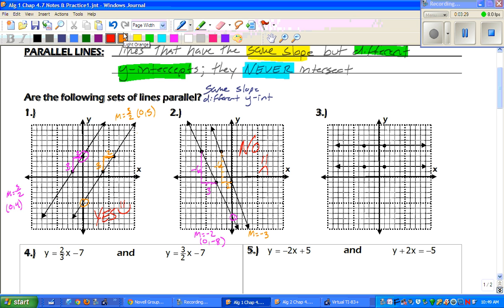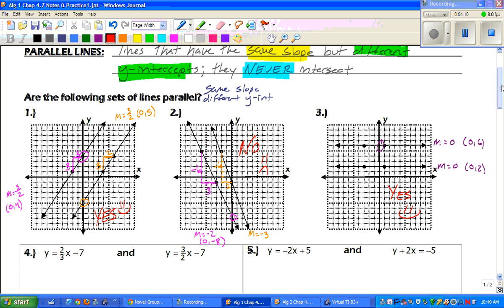Now we're talking about what type of lines are those? Horizontal or vertical? Hopefully you're saying horizontal. So horizontal slopes are 0. Both of those are 0. This one has an intercept of (0, 6), and this one has an intercept of (0, 2). So, do they have the same slope? Yes. Do they have different y-intercepts? Yes. So are they parallel? Yes. So that's all you have to do when you're given a graph.